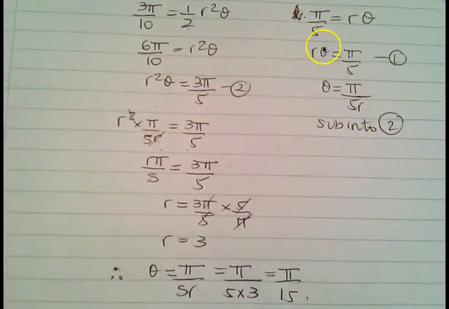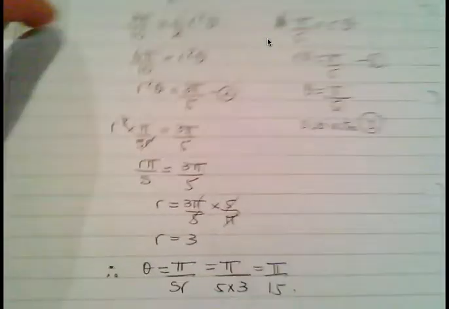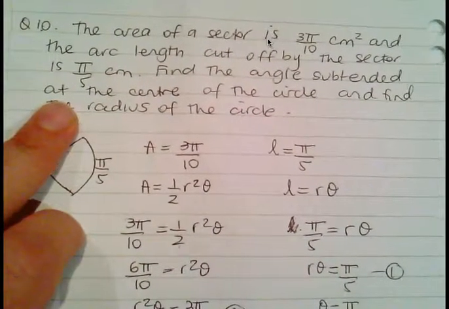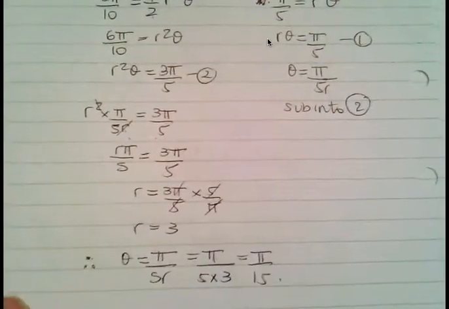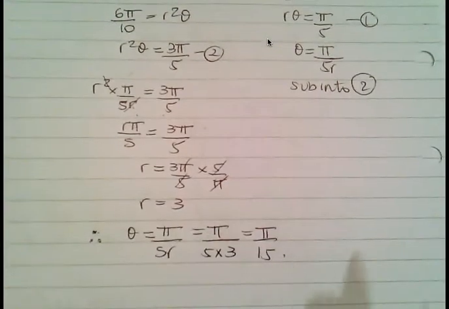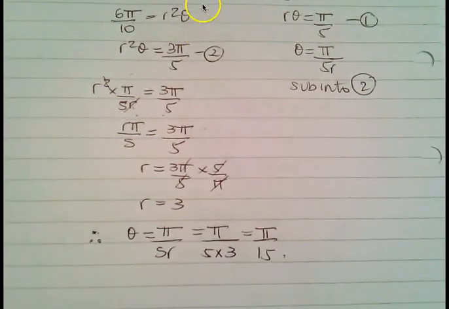And so we were given 2 pieces of information there. We had the 2 unknowns of r and theta, and that's why we had to solve simultaneously. And we've got our answers there. That's the end of the examples for exercise 5.3 and 5.4.